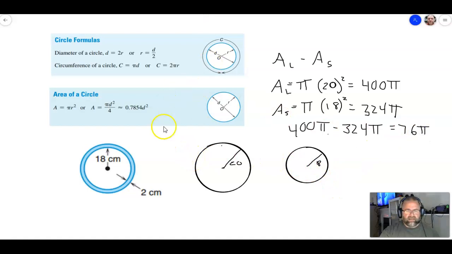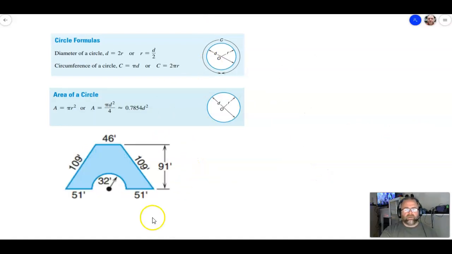All right, let's take a look at another example here. All right, so this one looks like it's going to be kind of a hard one here. So we have this weird shape. It kind of looks like a trapezoid with a half of a circle missing.